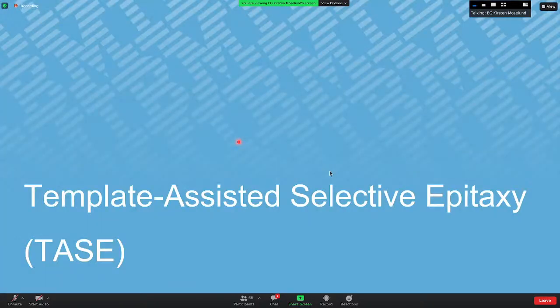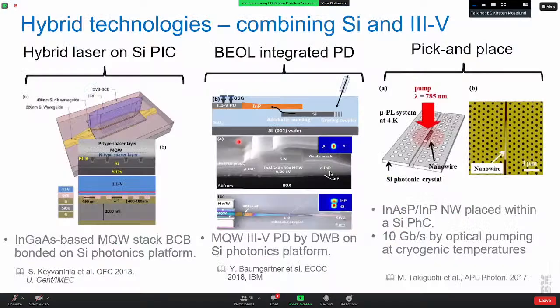So now we go back to the template-assisted selective epitaxy, so our epitaxial techniques.